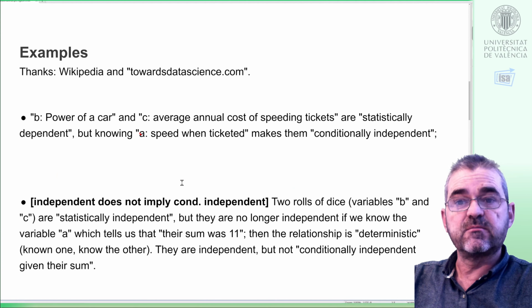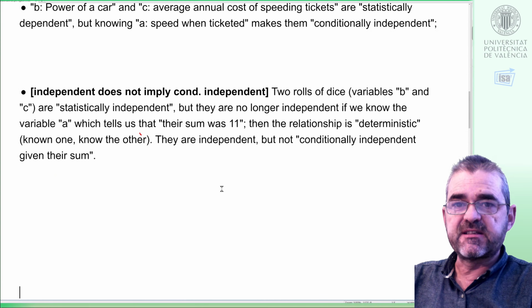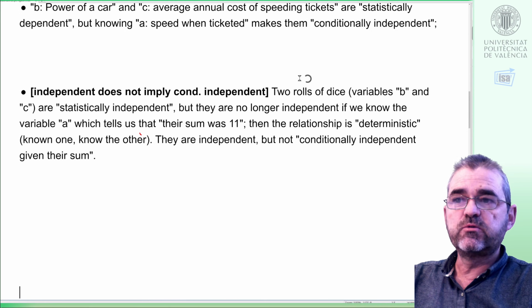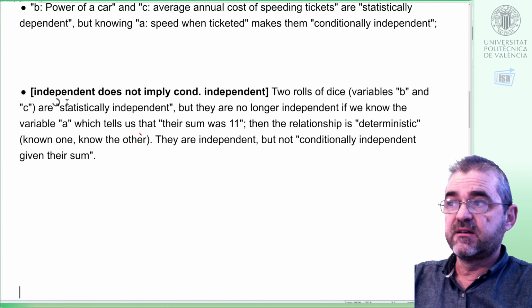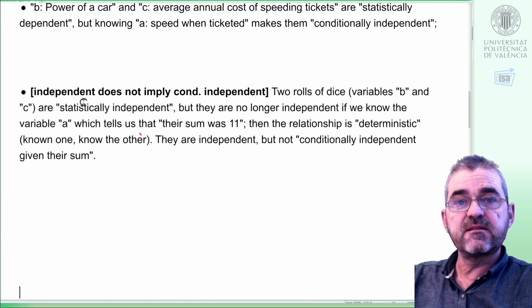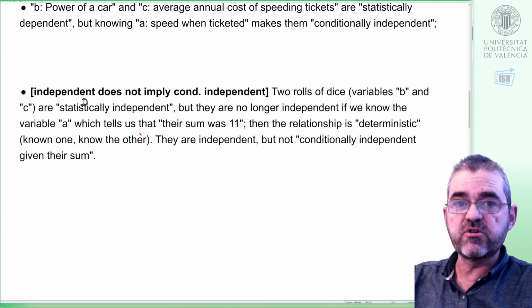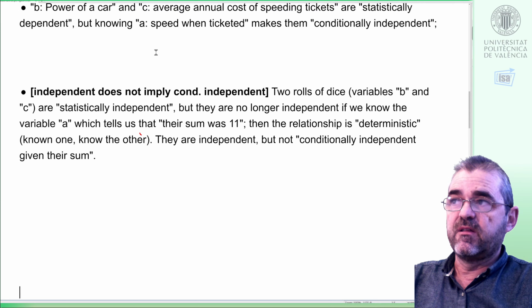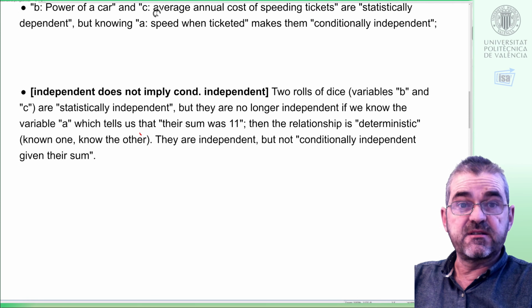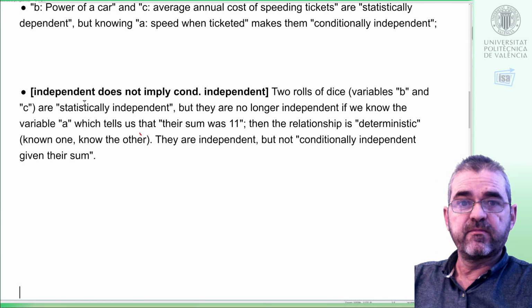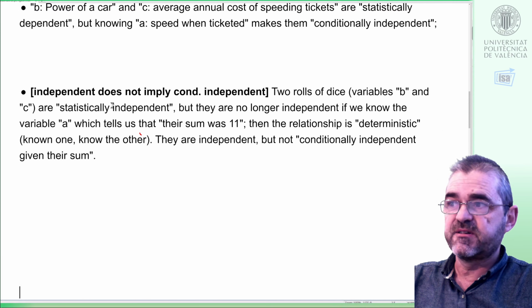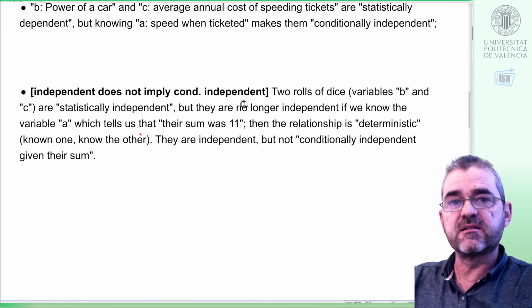Let us now see the second example. My second example will be 2 rolls of dice. And it's important to get the concept that statistical independence does not say anything about conditional independence. In the car example, B and C were dependent but conditionally independent. And now we'll see the reverse. Independent, but not conditionally independent.